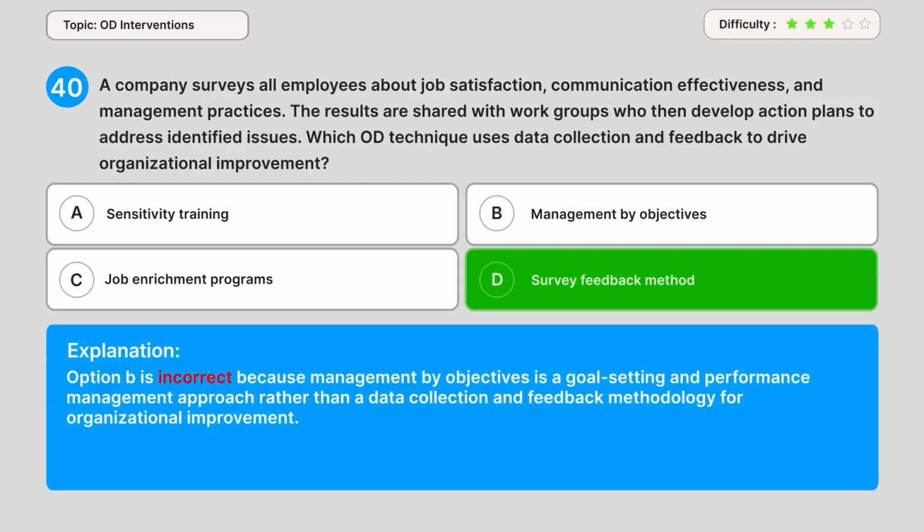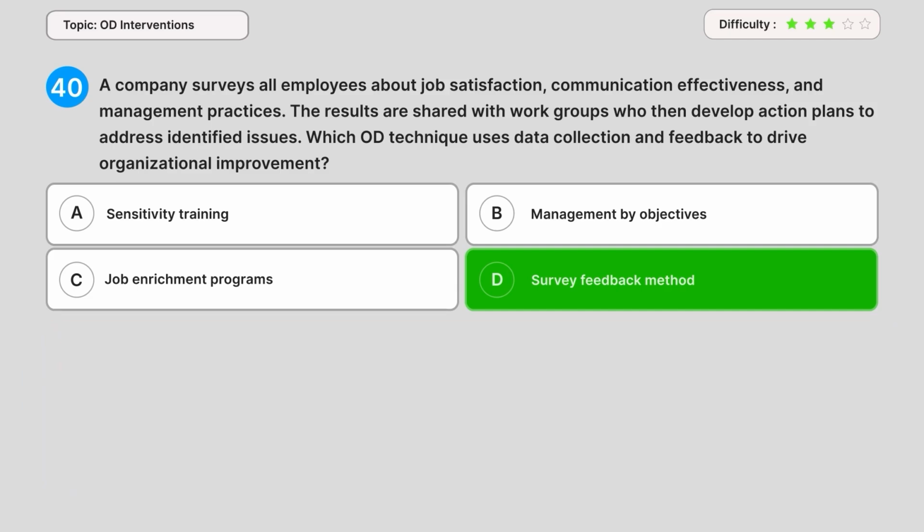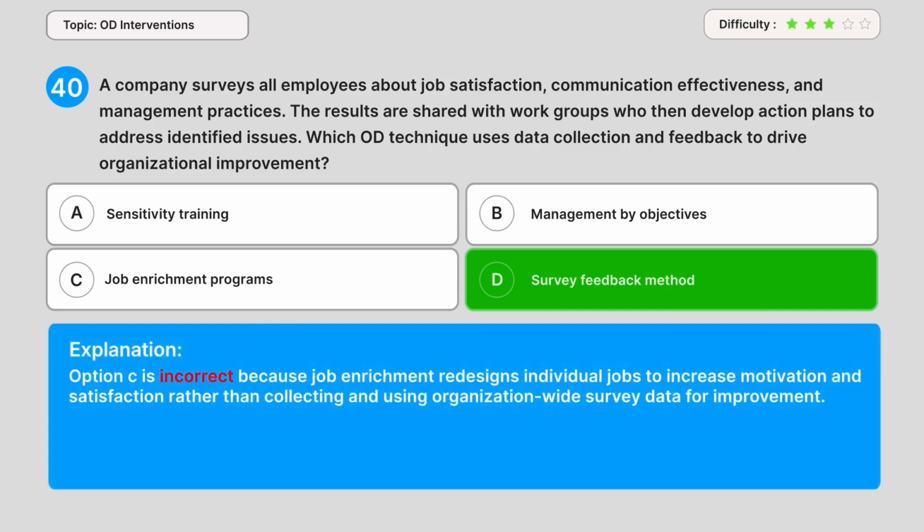Option B is incorrect because management by objectives is a goal-setting and performance management approach rather than a data collection and feedback methodology for organisational improvement. Option C is incorrect because job enrichment redesigns individual jobs to increase motivation and satisfaction, rather than collecting and using organisation-wide survey data for improvement.